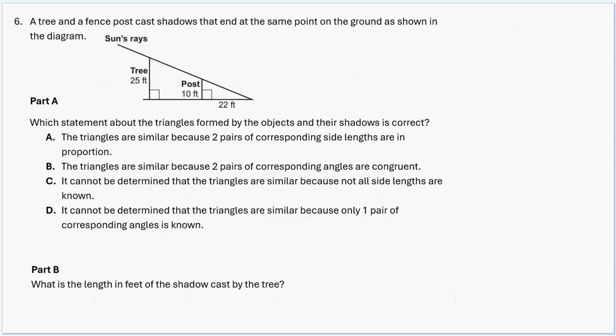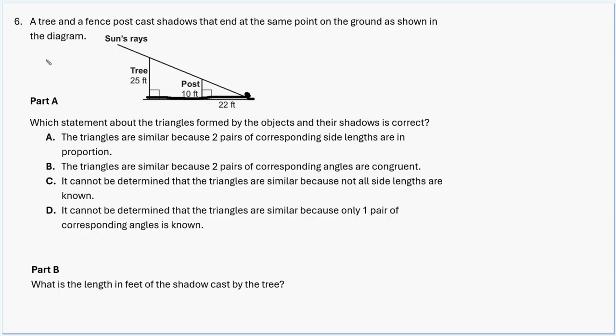Question 6. A tree and a fence post cast shadows that end at the same point on the ground. So again, here is our tree. And then here is our post, and the shadows meet at a point out here. If I draw in black ink, this would be the shadow of the tree and the post coming together.